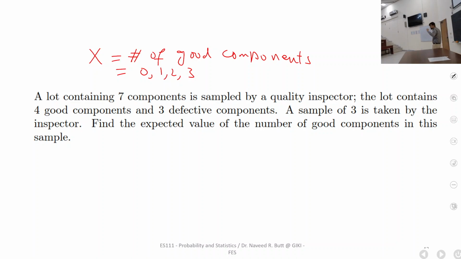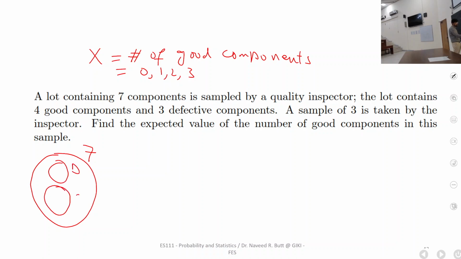समझ रहे? इसका अभी हमने कैलकुलेशन शुरू नहीं किया है. It's just saying what values this random variable will have. So x can be the number of good components. There are 7 samples here. Out of them, how many defective? 3 defective and 4 are good.